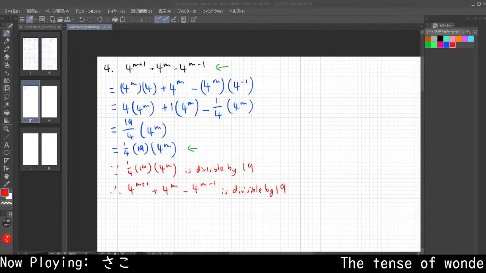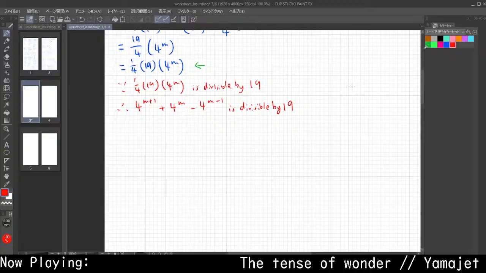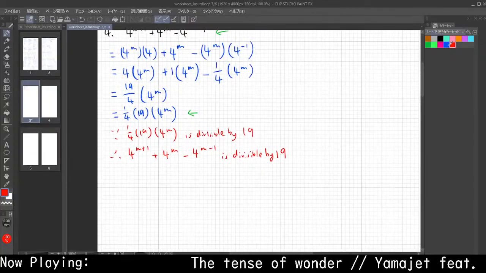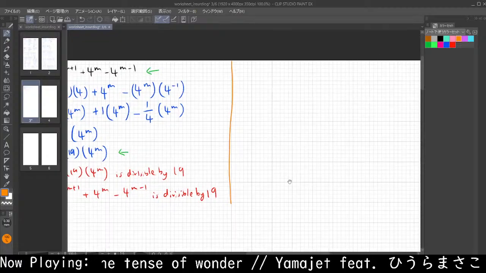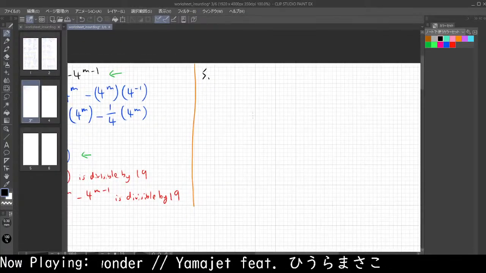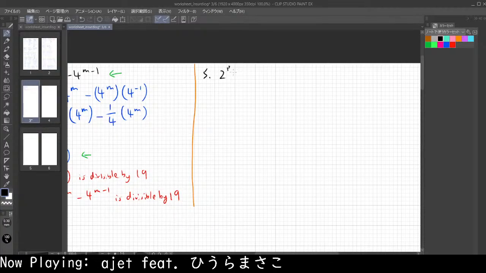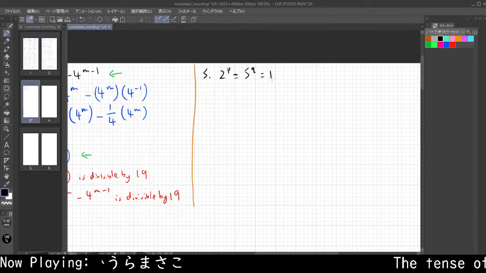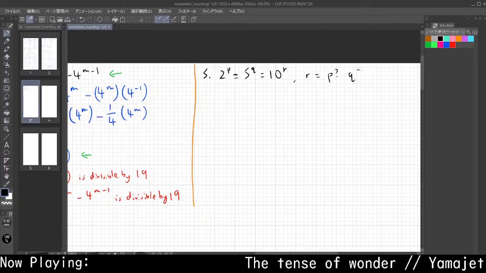Okay, let's continue. So this is question 4. Okay, so next we have question 5. Q5 says that given that 2 to the p equals 5 to the q equals 10 to the r, express r in terms of p and q.